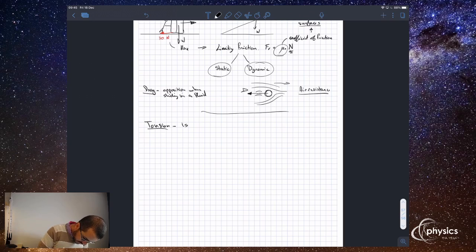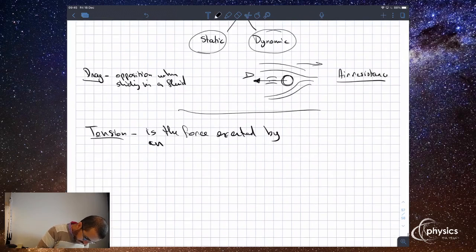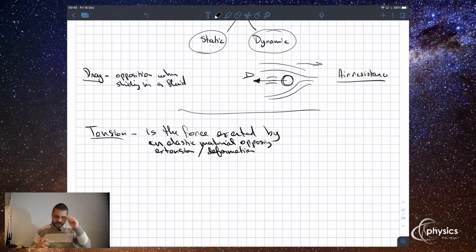Tension is the force opposing the deformation, the force exerted by an elastic material opposing extension or deformation. So, what does this mean?